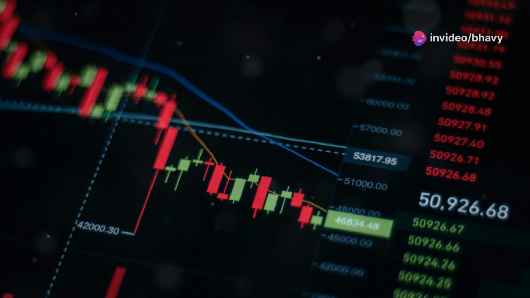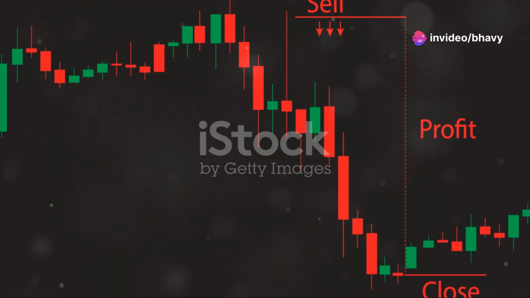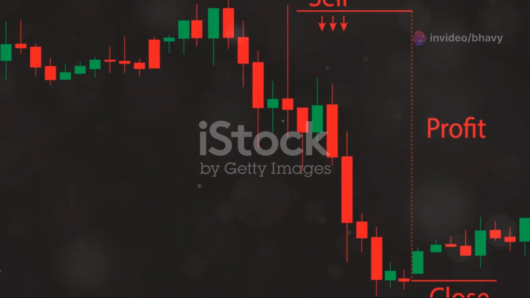Inverted hammer. An inverted hammer is similar to a hammer but has a small body at the lower end of the trading range and a long upper shadow.